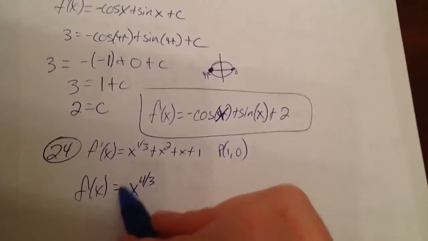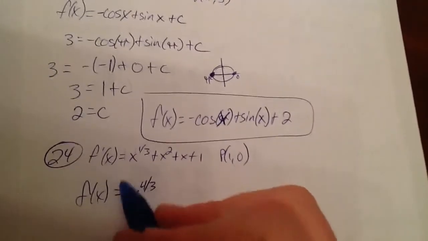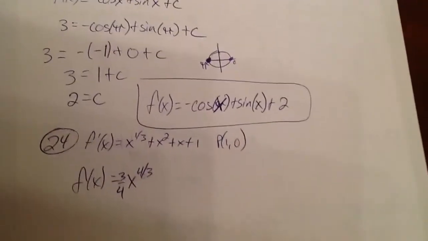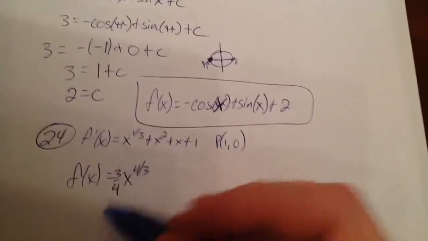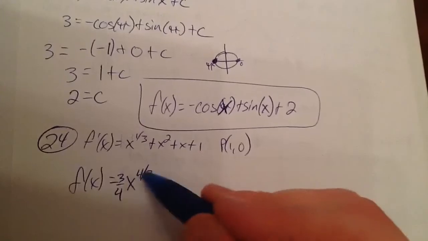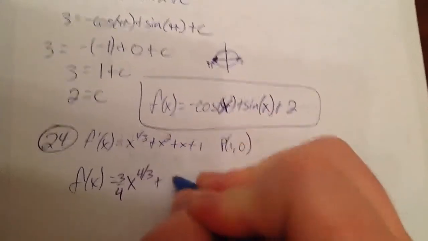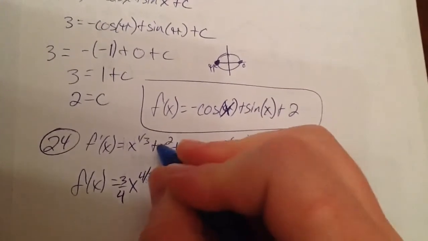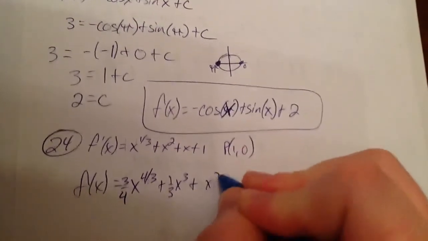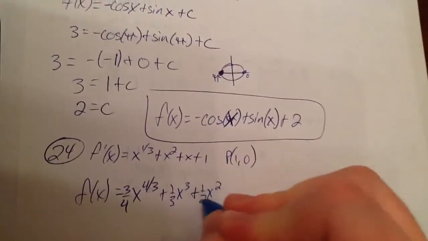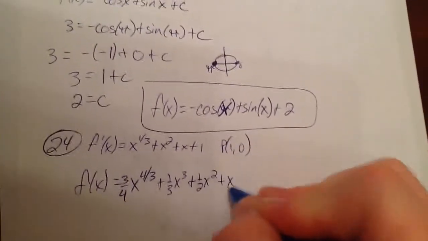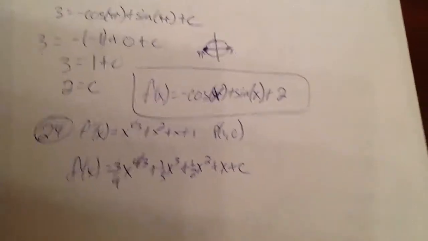Now out here though I need something. I need 4/3 times this to give me 1. So that's 3/4. Just flip it, because then if you multiply it you get 1. Okay, got it. Next one's got to be x to the 3rd. 3 times that gives me 1, so that's 1/3. That one's got to be x squared, 2 times a half. And then plus 1, so that's x plus c.